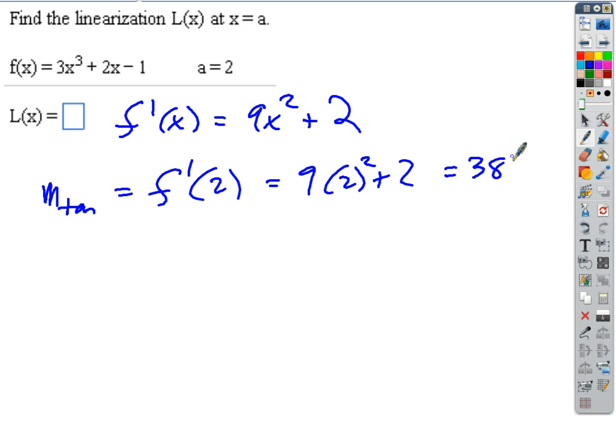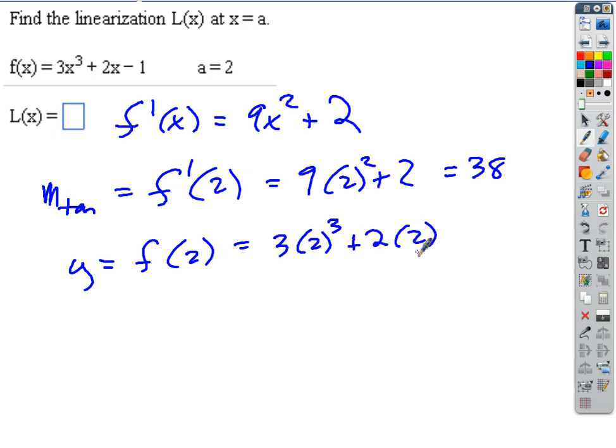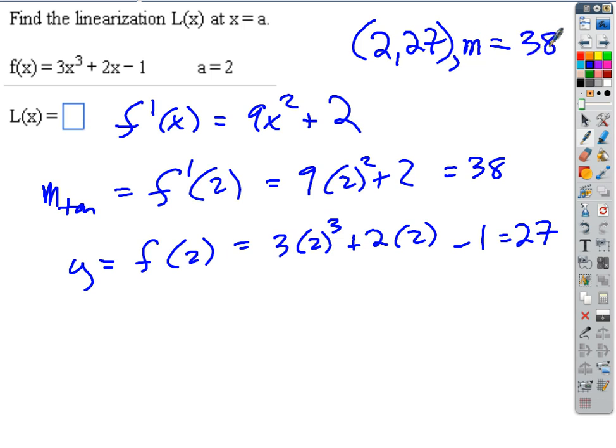Okay. Wow. And then if I want to find y, the y coordinate, I know, is the value of the function evaluated at 2, right? So that's going to be 3 times 2 cubed plus 2 times 2 minus 1, which is what? 24 plus 4 is 28 minus 1, 27. Did I do that right? Yeah, I think so. Okay. So then we've got the point, 2, 27, and the slope, m equals 38.